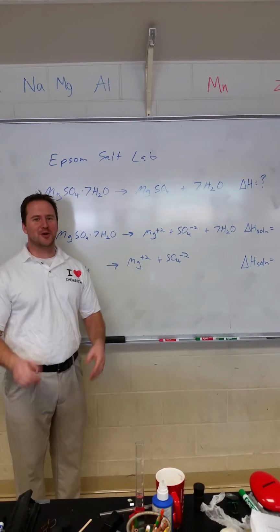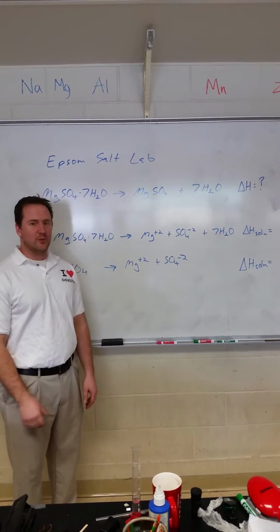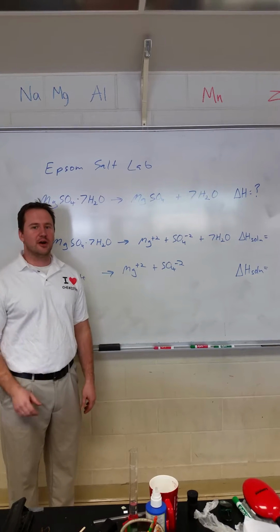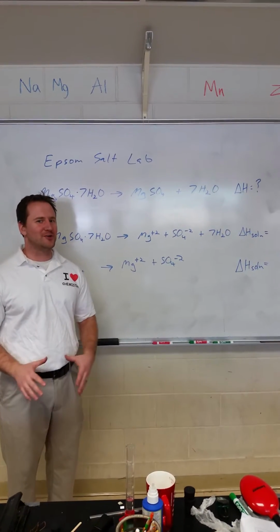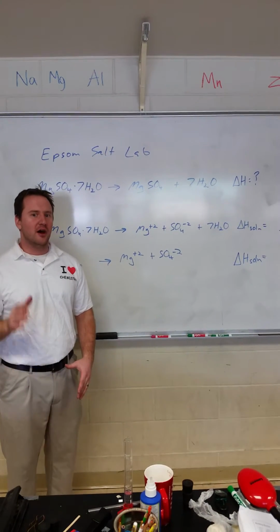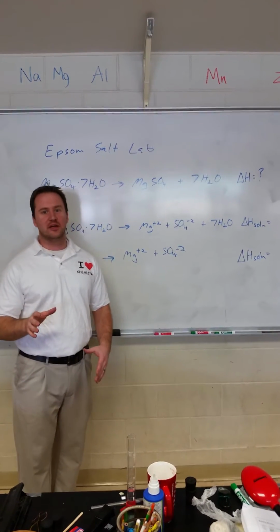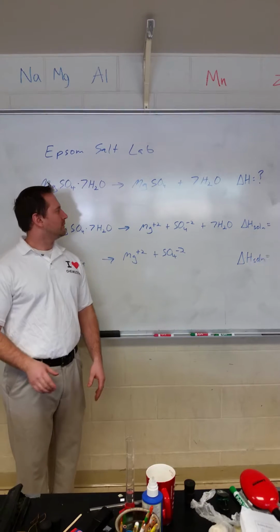All right, you guys are about to do the Epsom Salt Lab. What you're going to do is figure out if your electric oven is strong enough to produce 450 kilograms of anhydrous magnesium sulfate per hour.